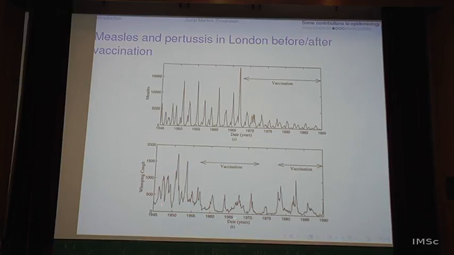Before vaccination, you have these epidemics that are not very regular, and also the amplitude varies. And after vaccination, you see that the epidemics are more regular, but also that the amplitude is not that much different from before. In comparison to what you see for measles, here the amplitude seems to be of the same order of magnitude as before. So that's two amazing graphs.